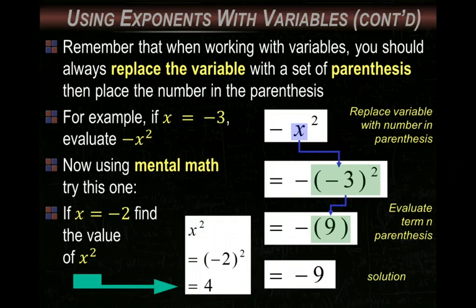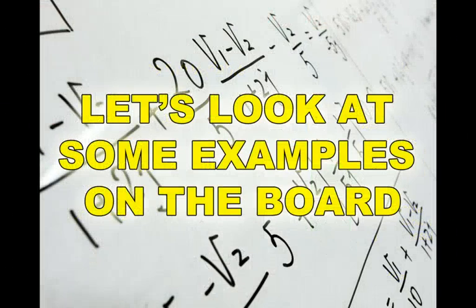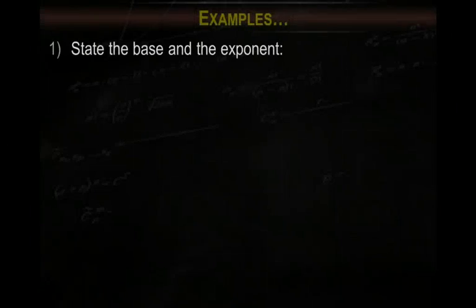4 is correct. Positive 4. And again, by using the brackets, you can see that we're squaring both the negative 2 times negative 2. Let's wrap today with a couple quick final examples.